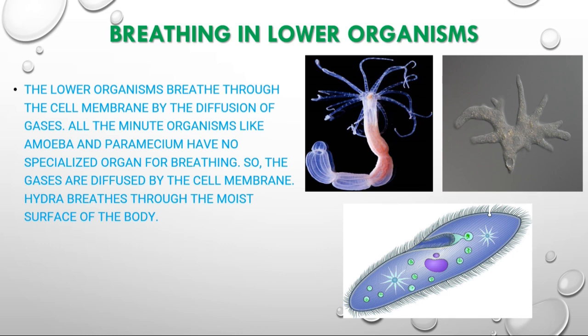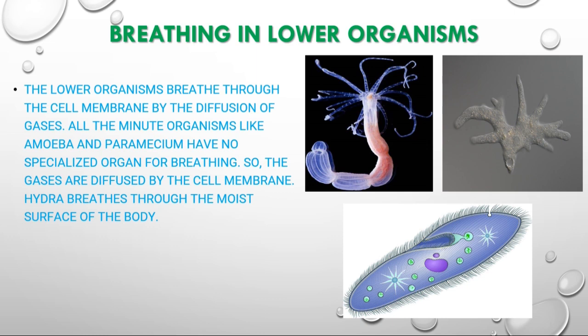The lower organisms breathe through the cell membrane by the diffusion of gases. All minute organisms like amoeba and paramecium have no specialized organ for breathing, like we have lungs, where air moves through our nose and exits through our nostrils. These kinds of organs are not present in lower organisms like hydra, amoeba, paramecium, so they do their breathing through their cell membrane by the process of diffusion.